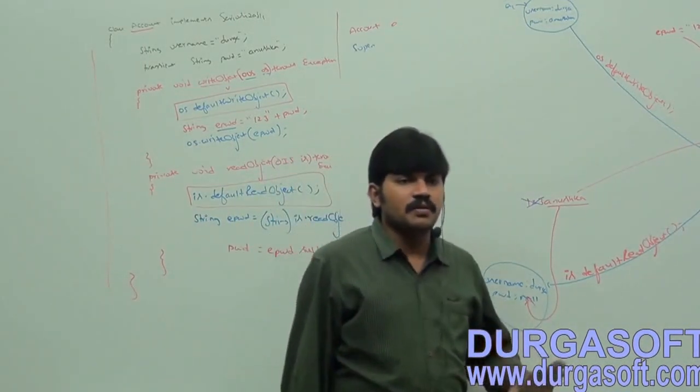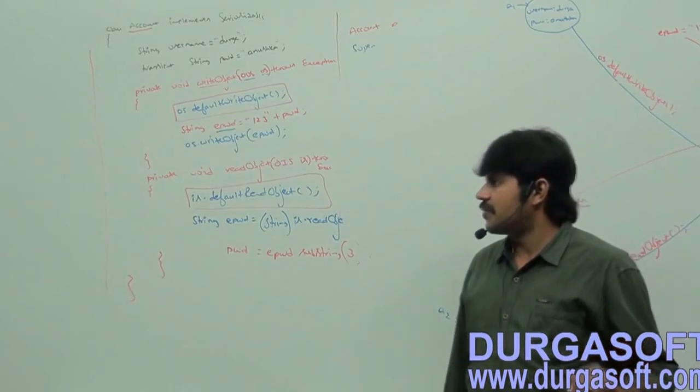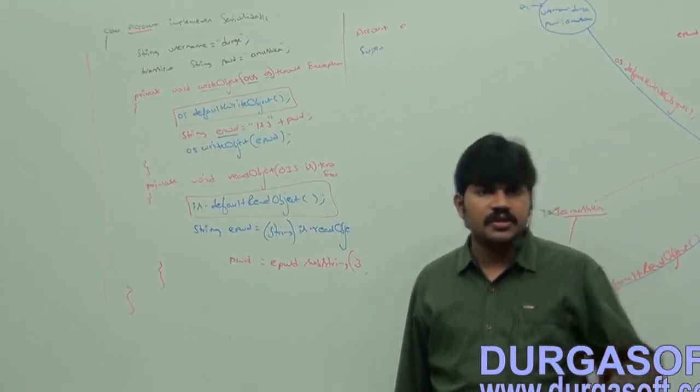So this is the first example of how we can implement customized serialization. Are you able to understand that? Okay, this is it.